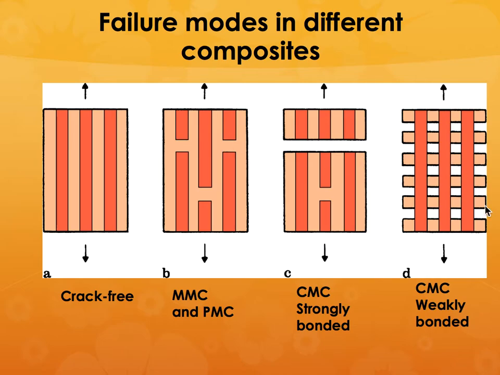But if you had a weak interface, after the matrix starts breaking, the fibers are still going to hold together and hold the whole component together. Then it starts pulling in and out of the fracture, and the cracks are going to get deflected along the interface, and this material is going to be a tough material.